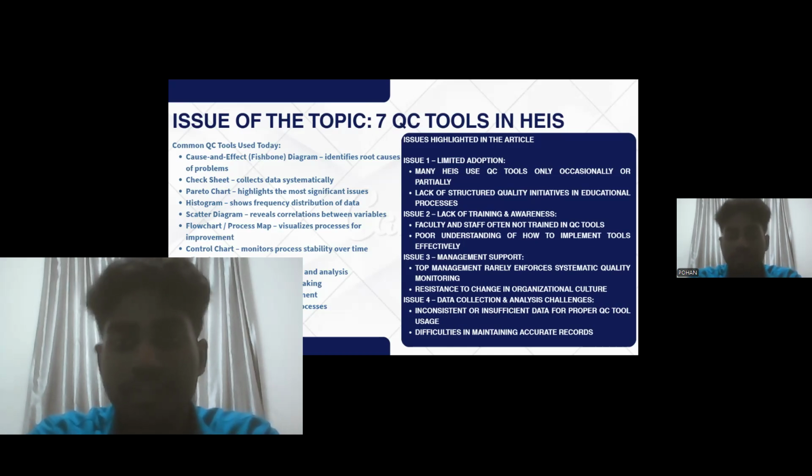Issue two is lack of training and awareness. Another issue is management support, where management rarely enforces the system of quality monitoring on a usual basis, and there is resistance to change in the normal organizational culture. The last issue is data collection and analysis, with insufficient proper QC tool usage, and lastly it is difficult to maintain accurate products.